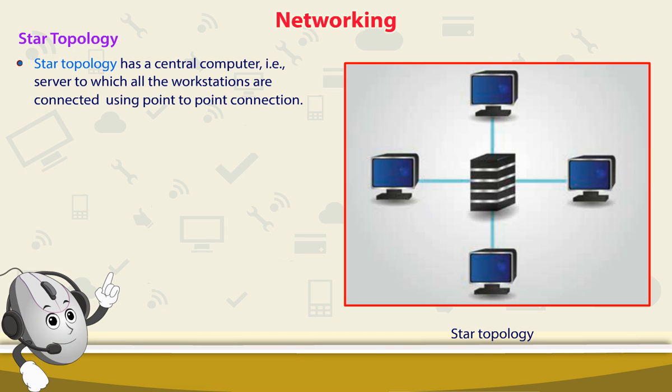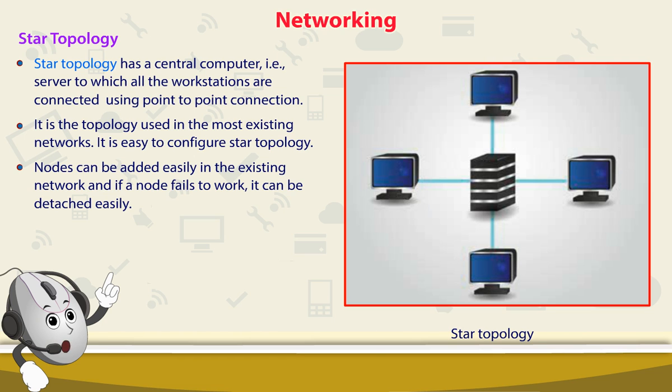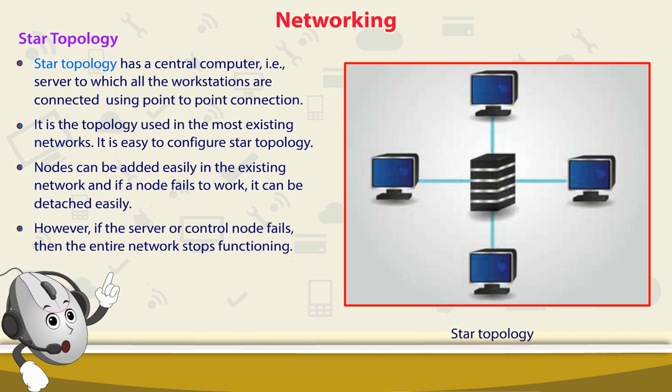Star topology. Star topology has a central computer, that is, server, to which all the workstations are connected using point-to-point connection. It is the topology used in most existing networks. It is easy to configure star topology. Nodes can be added easily in the existing network, and if a node fails to work, it can be detached easily. However, if the server or control node fails, then the entire network stops functioning.